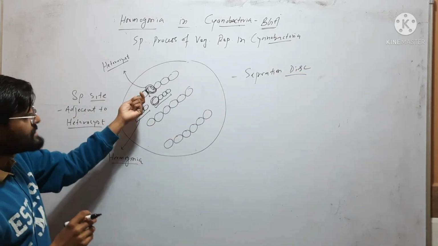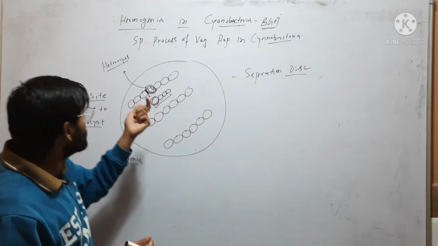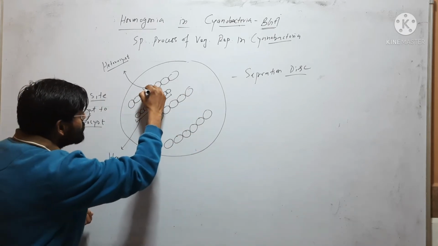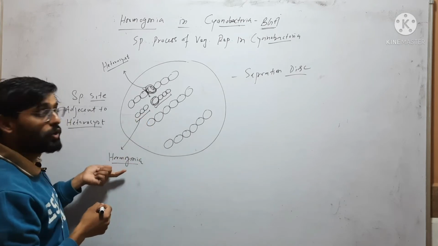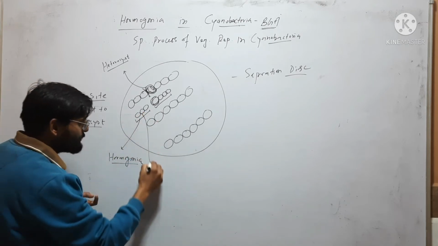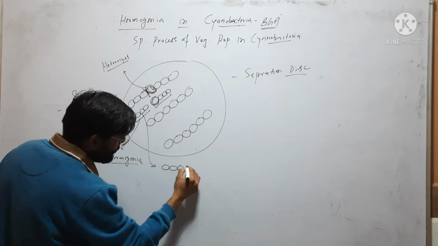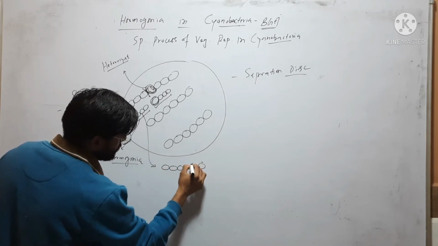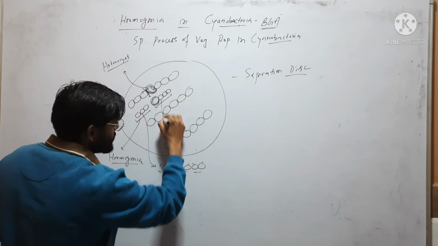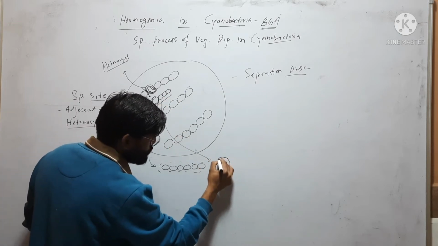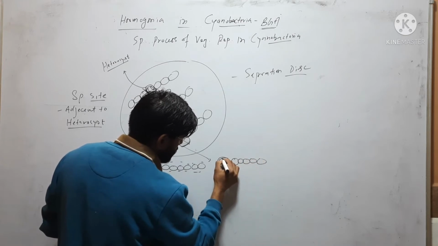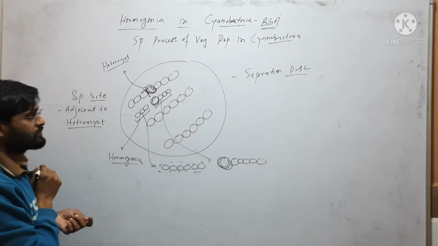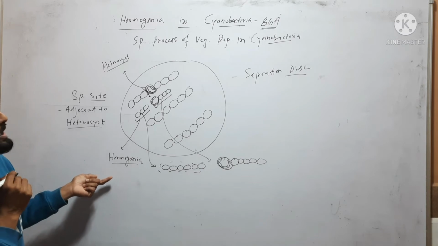First, the cell in the vicinity of heterocyst will break from there and form two fragments. These two fragments will now be called Hormogonia. These fragments can form a new filament, and this can also form a new filament. So this is called Hormogonia.